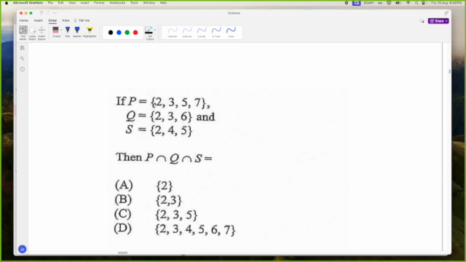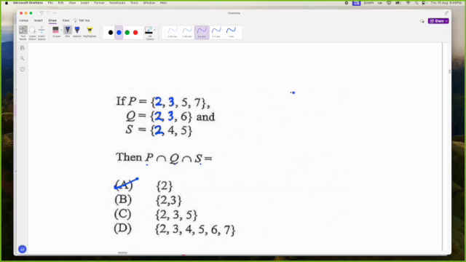I noticed that these two have an intersection. P and Q have 2 and 3 in both of them. But look, S also has 2. So they want to know, where do all 3 of them intersect? The answer is A. Right? This is the element in all 3 of them. Now, you are supposed to know this without working out a Venn diagram.